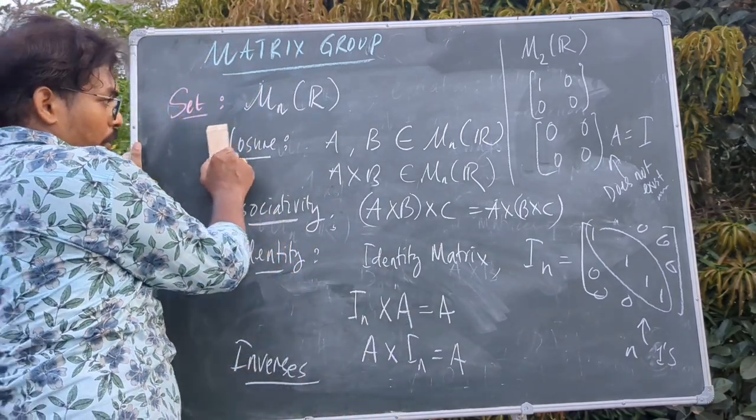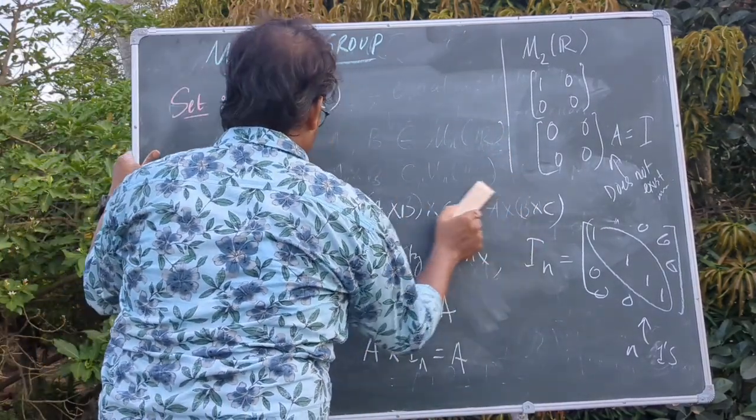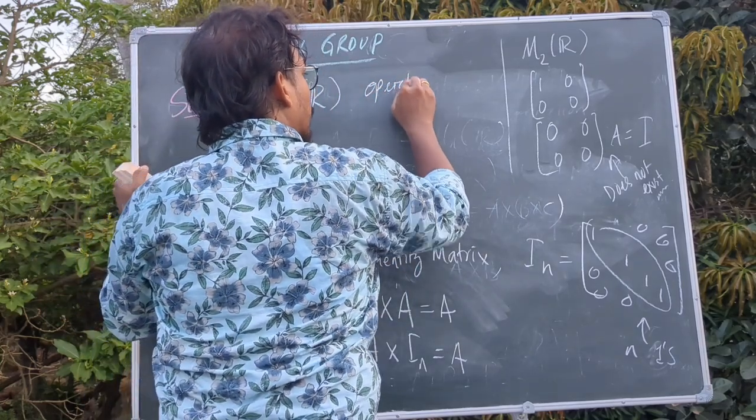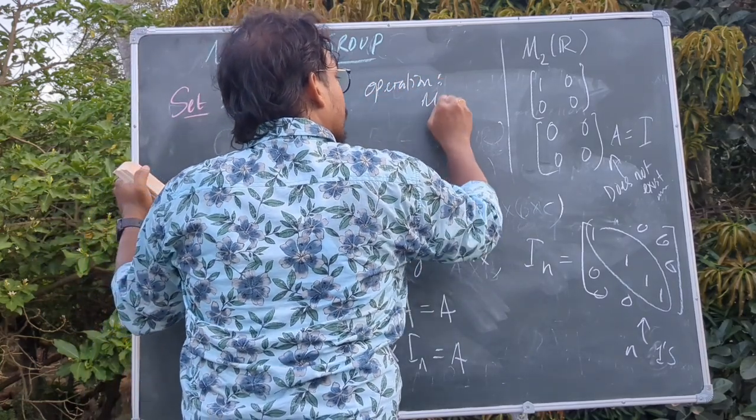Let me erase the first 2 lines. So for inverses we will write: the operation is multiplication.